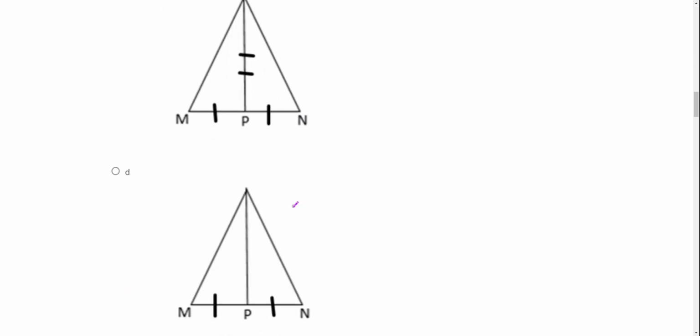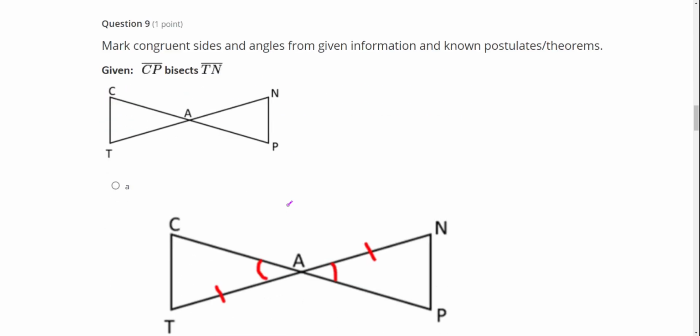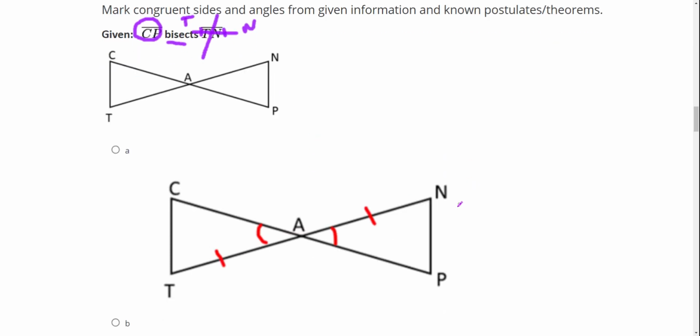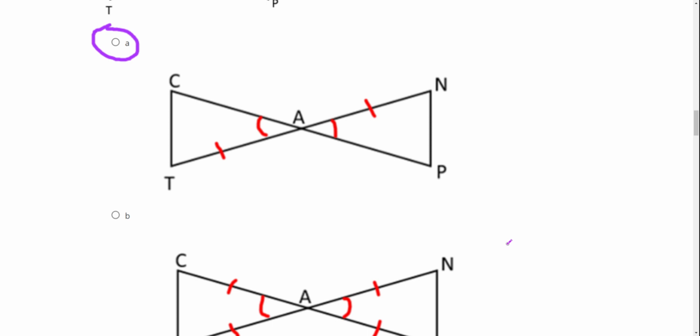I think I'm going to skip down. I mean, we can talk about 9, 10, and 11 if we want. CP is a knife that cuts TN exactly in half. So again, you've got T, you've got N, and you've got TN split in half. So TN is split in half, and you've got the vertical angles. This is the picture you want.